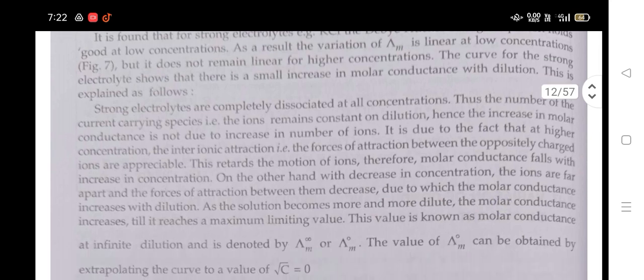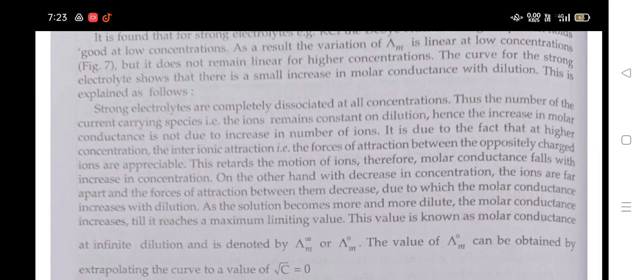Strong electrolytes are completely dissociated at all concentrations, thus the number of the current carrying species, that is the ions, remains constant on dilution. Hence the increase in molar conductance is not due to increase in number of ions. It is due to the fact that at a higher concentration the interaction, that is, the forces of attraction between the positively and negatively charged ions, are appreciable. This retards the motion of ions, therefore molar conductance falls with increase in concentration.